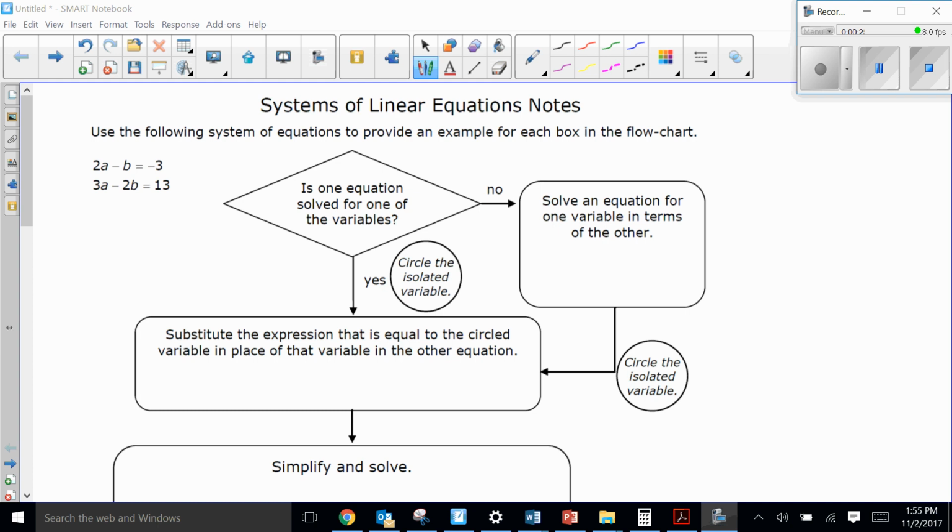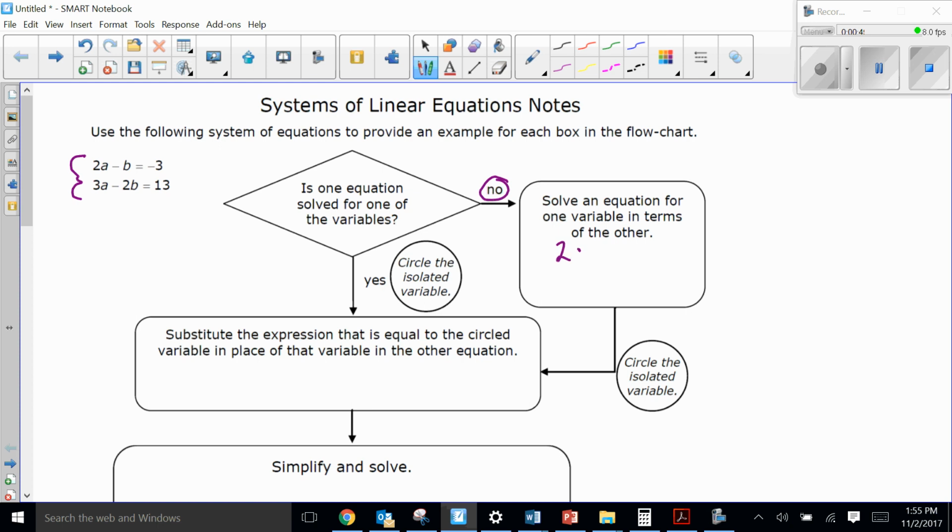So the first thing you want to ask is: is one equation solved for one of the variables? Because substitution cannot happen unless you know what one of the variables equals. So if the answer is no, like you can see from our systems of equations that are located here, then I have to solve an equation for one variable in terms of the other.